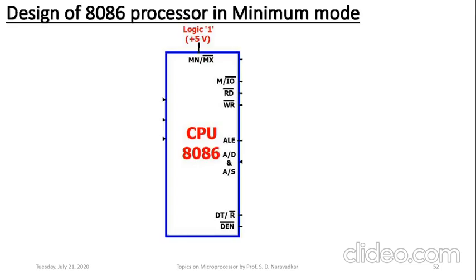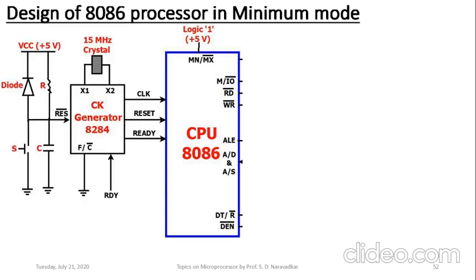In this particular design, at the central place, as I stated earlier, is the CPU, processor 8086. The processor must be operated in the minimum mode configuration. That's why at the top, MN/MX bar is connected to logic 1, plus 5 volt. So it is certain that the processor operates in the minimum mode. Then from the left side is the connection of the 8284 clock generator shown here. It is a clock generator that will be giving clock signal, reset signal and ready signal to the microprocessor.